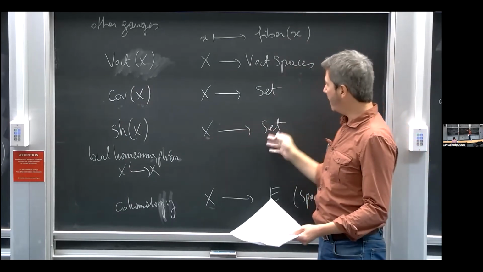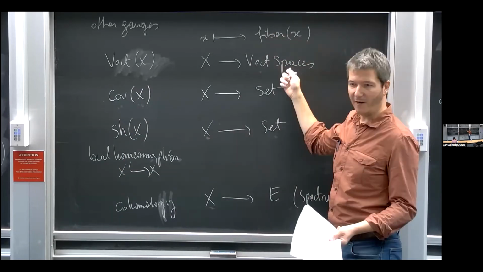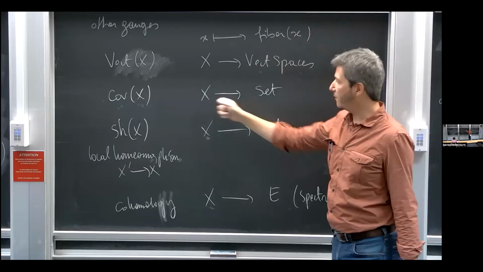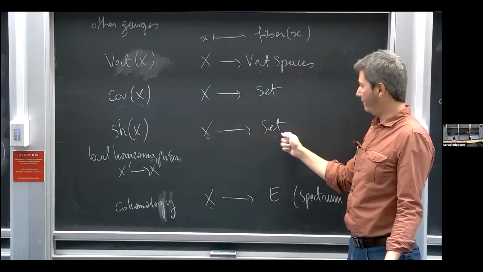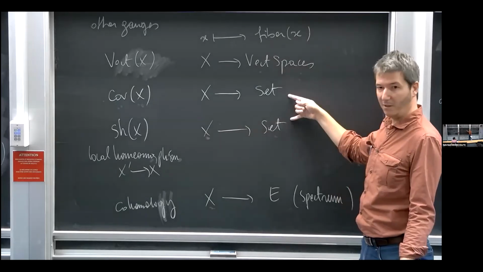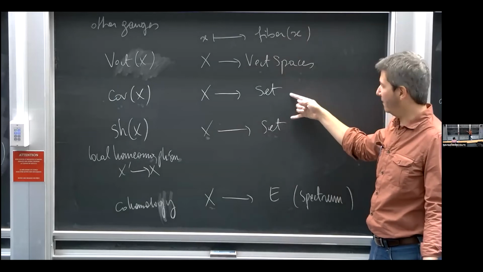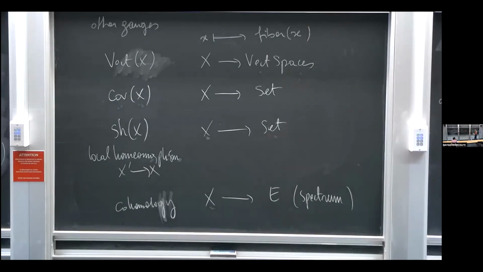Can we make sense that a vector bundle is actually something with value in some space of vector spaces, or that a covering space has value in some space of sets, or that a sheaf is another kind of function with value in a space of sets? So maybe for two different topologies on sets. And the answer is yes.